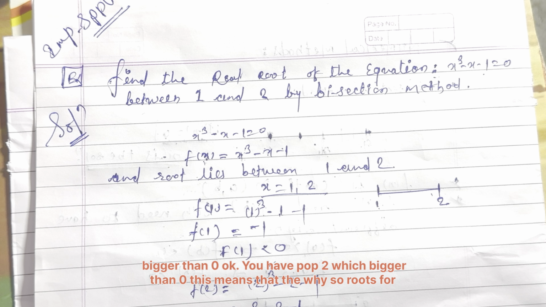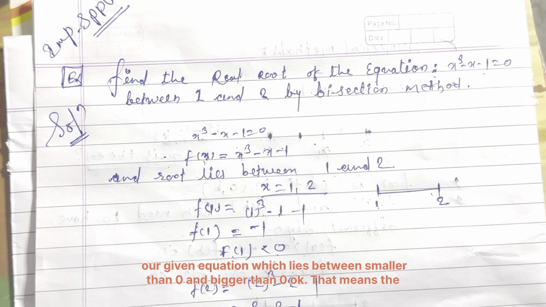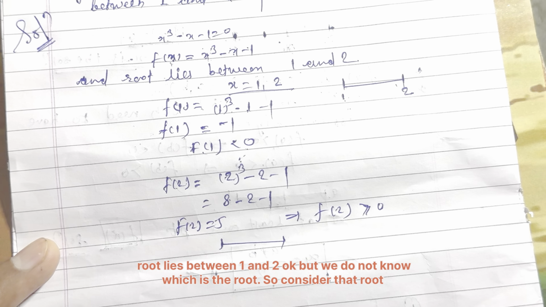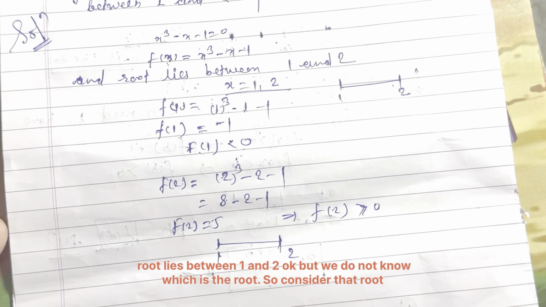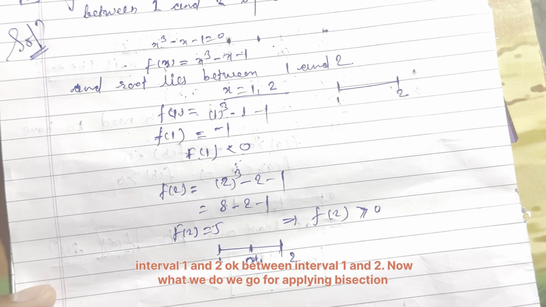This means the root for our given equation lies between the point where f is smaller than 0 and the point where f is bigger than 0. That means the root lies between 1 and 2. We don't know which is the root, so consider that root as x1, the root of our function that lies in the interval 1 and 2. Now we go for applying the bisection method.